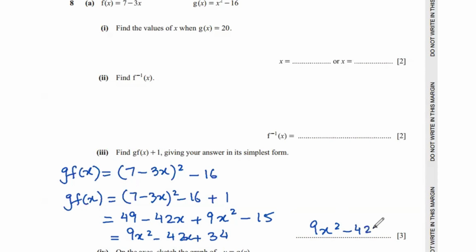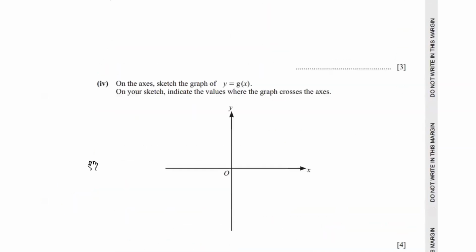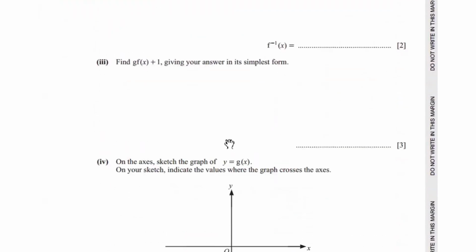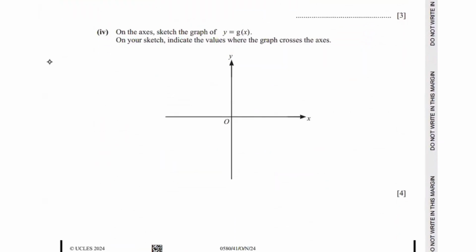Next over here. On the axis, sketch the graph of y equals g of x. On your sketch, indicate the values where the graph crosses the axis. So g of x is x squared minus 16. If we look at the parent function, which is a quadratic function, that is x squared. So this is y equals x squared. Now it's y equals x squared minus 16, which means we're moving 16 units down.